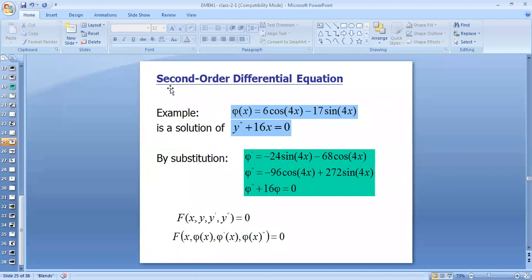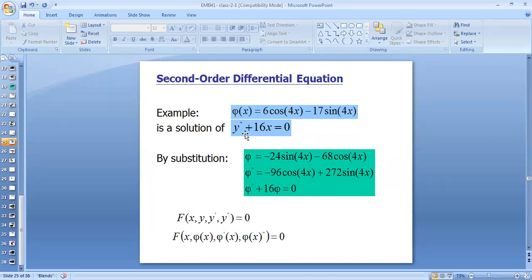Second order differential equation. For the second order differential equation, y double dash, this means the second derivative, plus 16x equals 0, and this is actually a solution of this differential equation. By substituting this, that means differentiating, the first differentiation will be this of the solution phi of x, and the second differentiation will be this. Then you can take phi double dash x plus 16 phi.